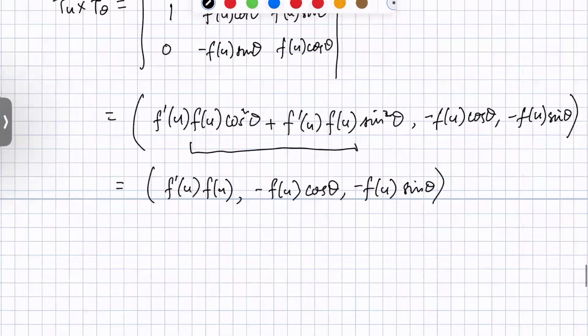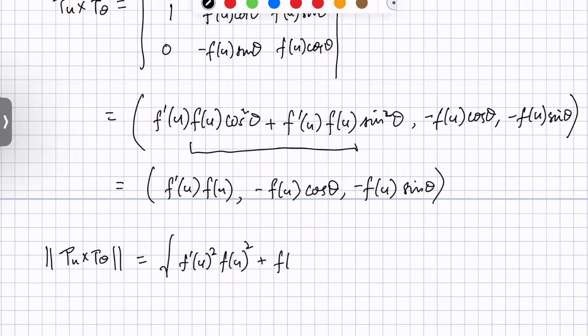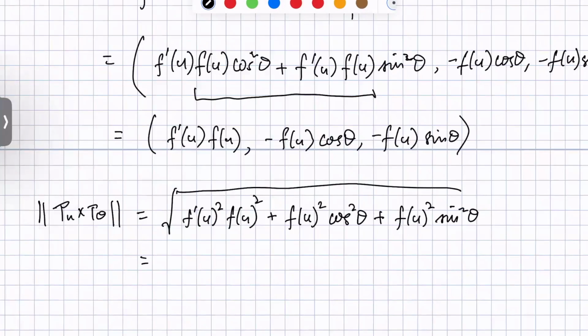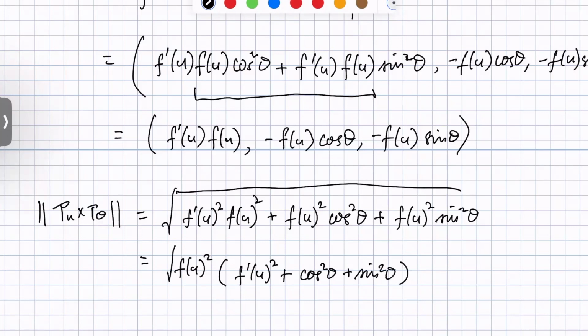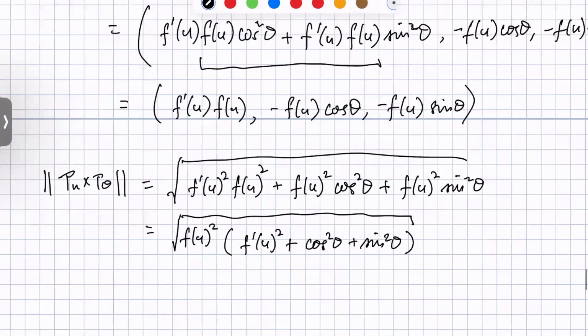So our next step: every piece has an f of u in it, and then I'm going to square all the terms and then add them together. The norm of T_u cross T_theta is going to be the square root of f prime of u squared, f of u squared, plus f of u squared cosine squared theta, plus f of u squared times sine squared theta. So first of all, I can factor out an f of u squared out of everything, leaving me with f prime of u squared plus cosine squared theta plus sine squared theta. And then I can bring out the f of u squared.